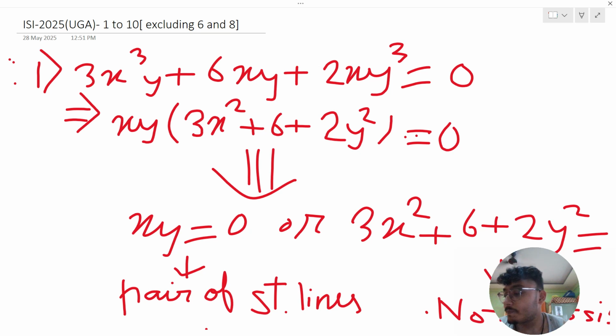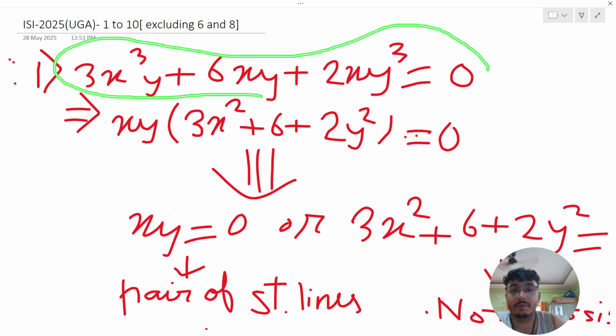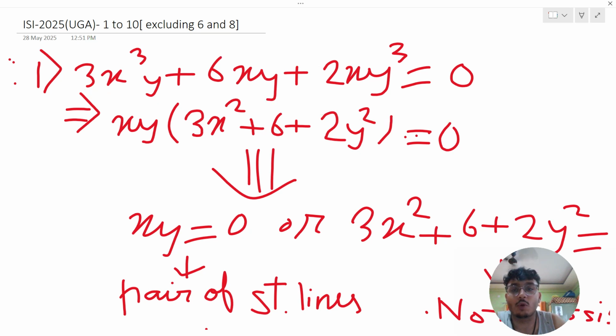My first question is basically a very easy pair of straight lines or coordinate geometry question. It is said: in the xy plane, the curve 3x cube y plus 6xy plus 2xy cube equals 0 represents. So this is what I am given as my equation, and I need to show what this equation represents. As a novice, when we are solving any equation, our main motto will be to factorize it.